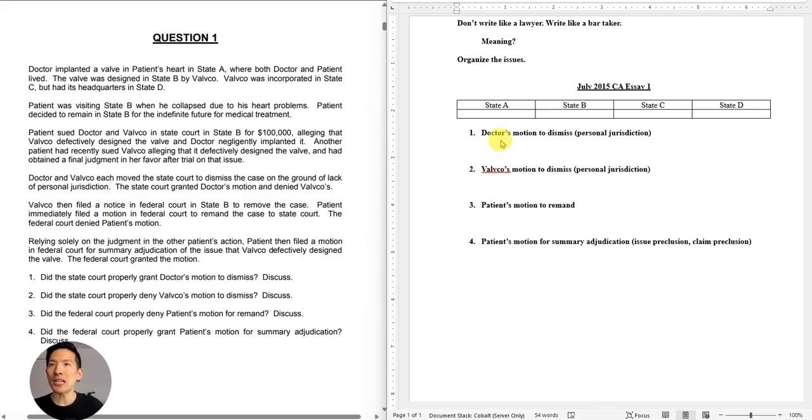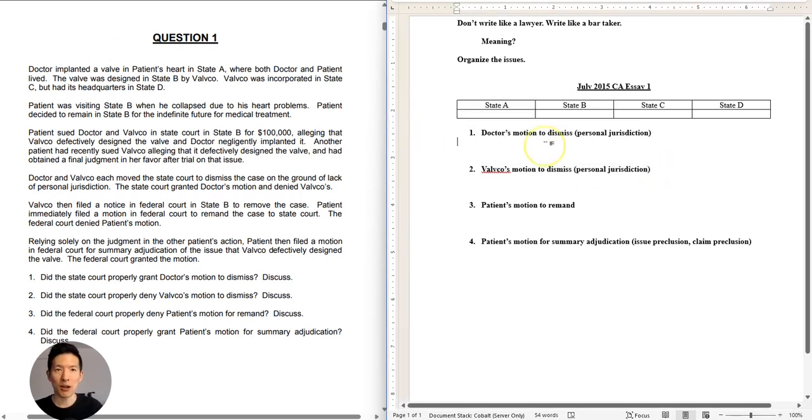So I pulled this out from the California 2015 July exam, question number 1. I'm going to go through the first two calls of the question. They deal with personal jurisdiction, and the outcome is different depending on who is the defendant. So I'll show you both versions. And before we do that, just wanted to give you a reminder.